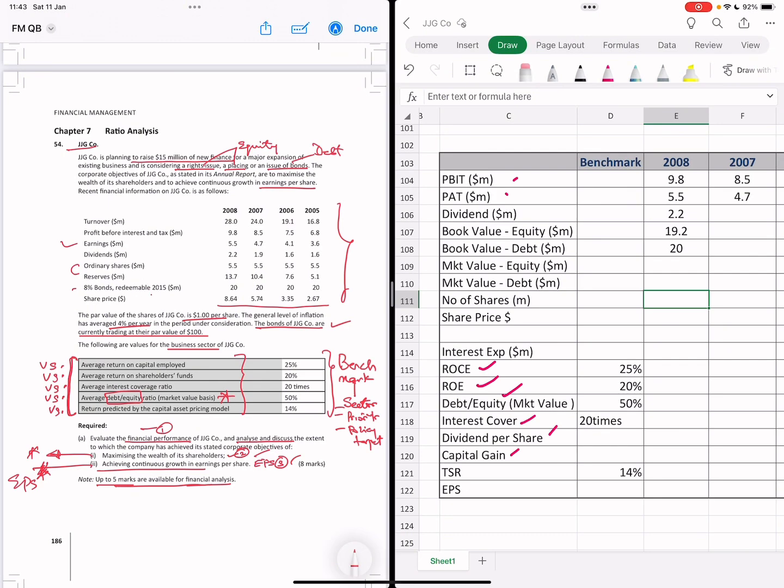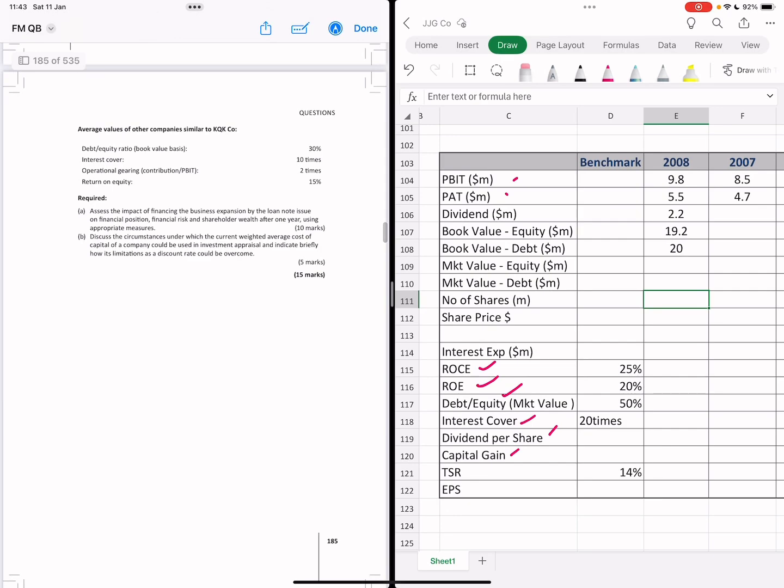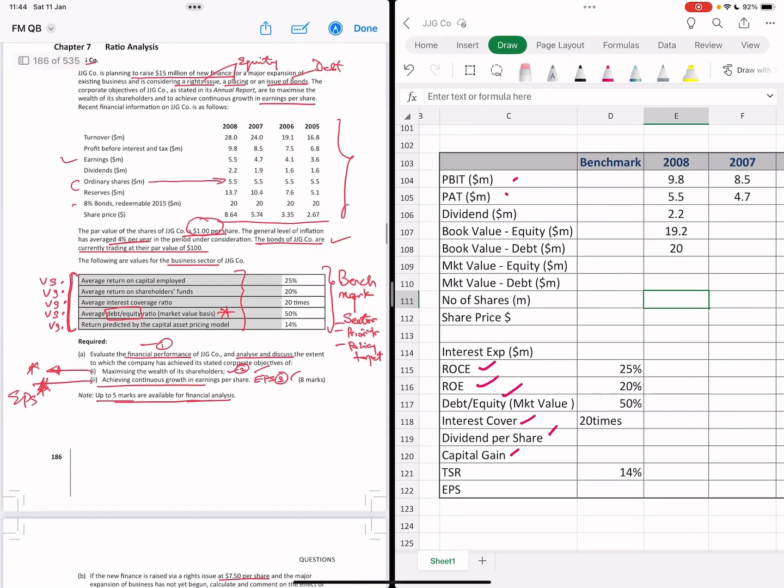Where is it? Okay, they didn't give us the number of shares, but they gave us the ordinary share capital, 5.5, and they told us that the par value is $1. If the par value is $1, that means they have 5.5 million shares. So that makes it easy: 5.5 divided by 1, so the number of shares equals 5.5. And share price for 2008 is 8.64. All this information is given there.